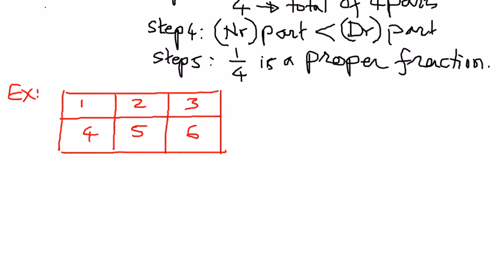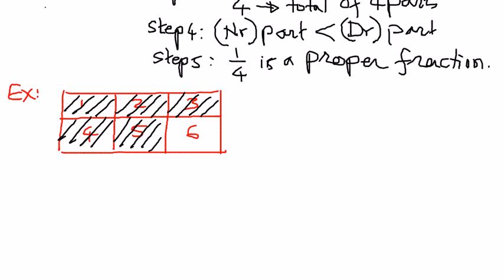Out of these 6 parts, I'm going to shade 5 parts of it. This is 1, 2, 3, 4, 5 parts. So as a first step, we want to recognize that the rectangle has 6 parts to it. This is a rectangle and it has 6 parts to it.